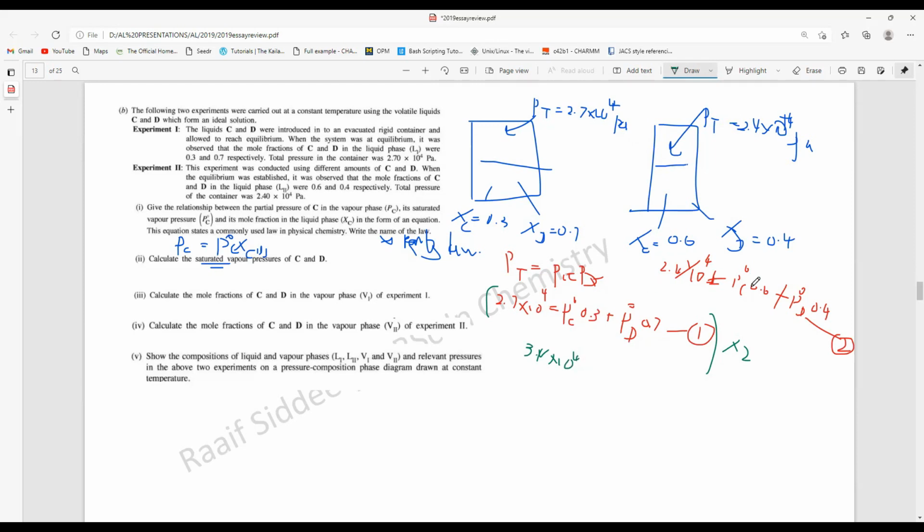And the 0.6 PC terms are cancelling out. 1.4 minus 0.4 is 1 times P naught D. So automatically I will find P naught D. If you know P naught D, you can find P naught C automatically by plugging into one of these equations. Okay, so this is very simple.